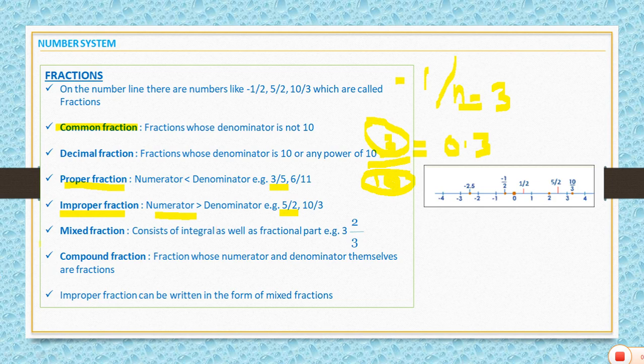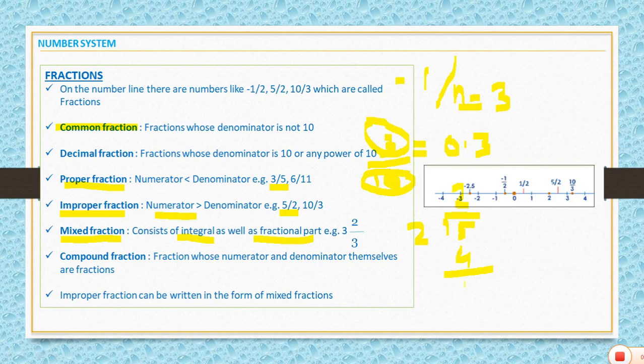Now, what are mixed fractions? Mixed fractions are those fractions which consist of mainly two parts. The first part is the integral part and the other part is the fractional part. How are they written, how are they formed? Such queries might be coming to your mind. So let's take the example of 5 by 2. If we divide 5 by 2, how will we divide this? 2 2s are 4, right?